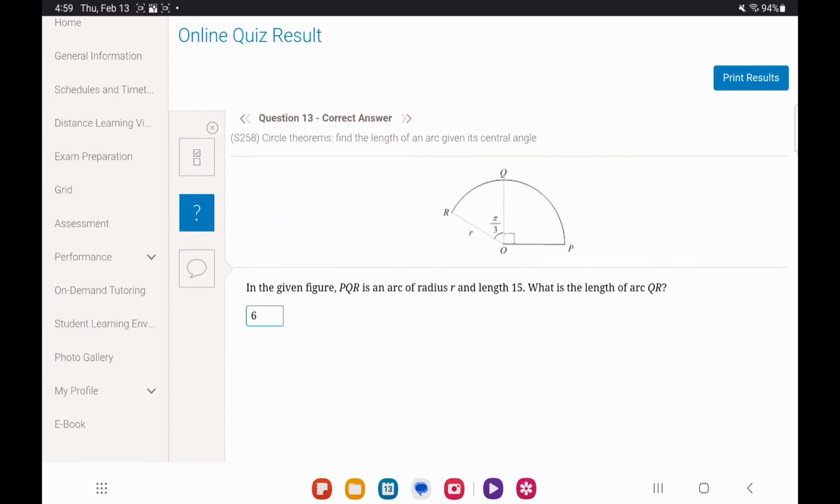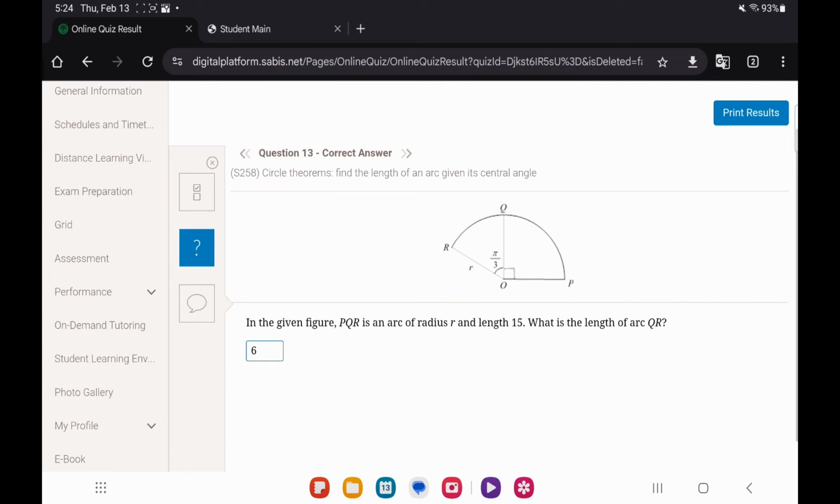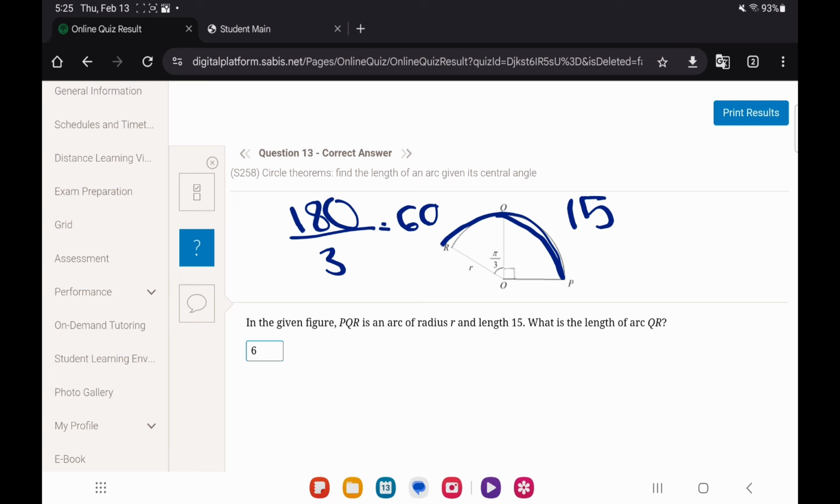Question 13. Okay, so for question 13, it's a bit tricky, but I think we can get it. We know from the diagram that all of this is 15, and this is 90 obviously, and pi over 3 is 60. If you want me to show you how I got 60, pi is 180 in degrees, so 180 over 3 is 60, so that's degrees. They always give it to you in decimal fraction form. Don't ask me why, they just do.